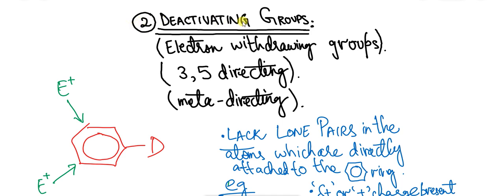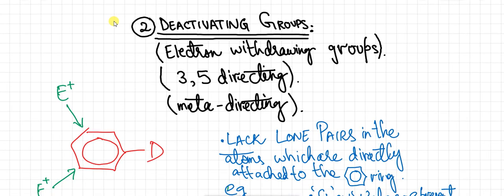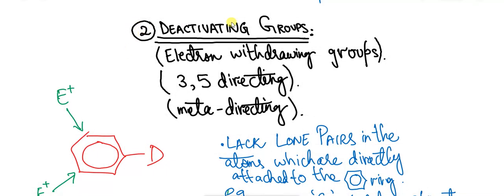Video, we are going to talk about the deactivating groups. In the previous video, we talked about the activating groups. Basically, deactivating groups is the second type of directors, the directing groups. Okay, deactivating groups are basically electron withdrawing groups. In the previous video, I talked about the activating groups and they were electron donating groups.